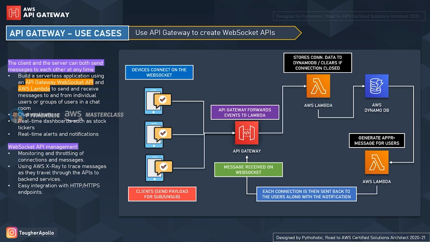By using AWS X-Ray, you can trace messages and the patterns that they have as they travel through the APIs to the backend services, more like Wireshark. And lastly, you can easily integrate your WebSocket APIs with HTTP, HTTPS endpoints. So let's understand this better with a simple example here. Okay, at first you might think that it's same as what we have seen before with other web applications. But the difference here is we will do this with WebSocket APIs, and let's see how.